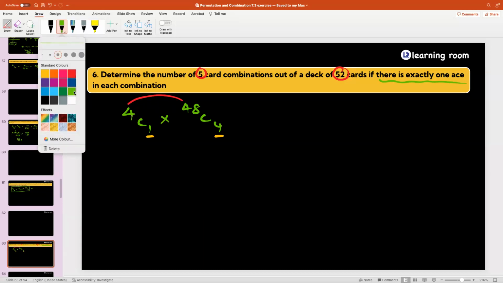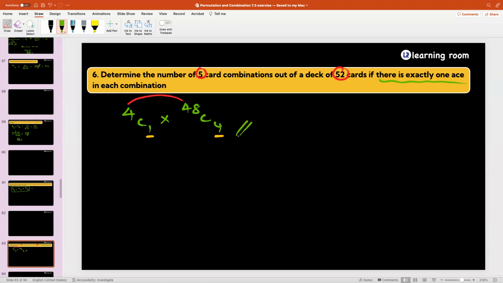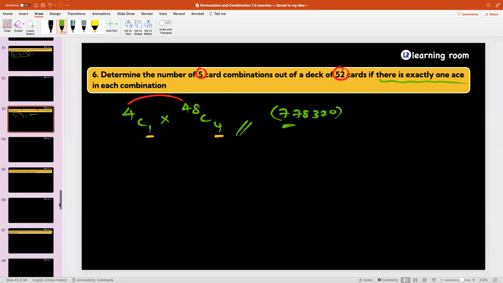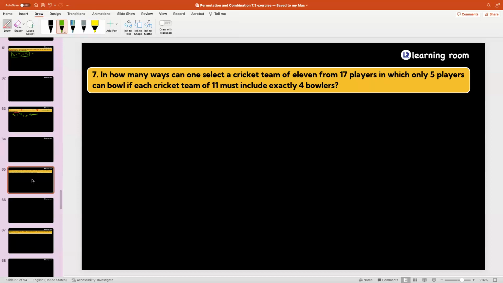Solving this, I get 7,78,320. This 7 lakh 78,320? 330, 20. Okay, I took 4 factorial into. That's fine. That part you can do it; that I need not solve. I'm only concerned about logic here. That part I'm leaving it to you. Yes, sir.